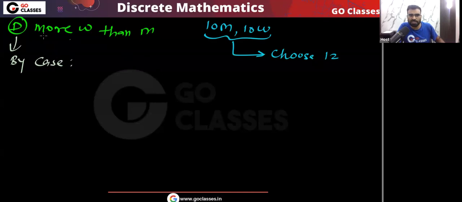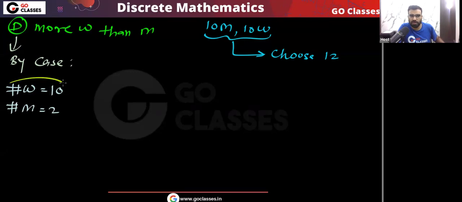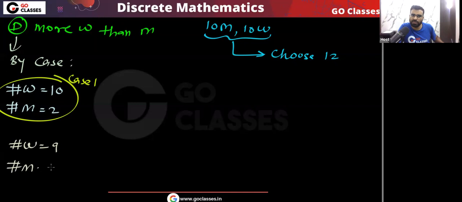Now the question is saying that in these 12 people, you should have more women than men. So what are the cases that you can create? These are the cases possible. If you take all 10 women, then how many men will we take? Then 2 men. Correct? So this is case number 1. What is case 2? Case 2 is number of women 9, so number of men 3. Correct? So this is case 2.